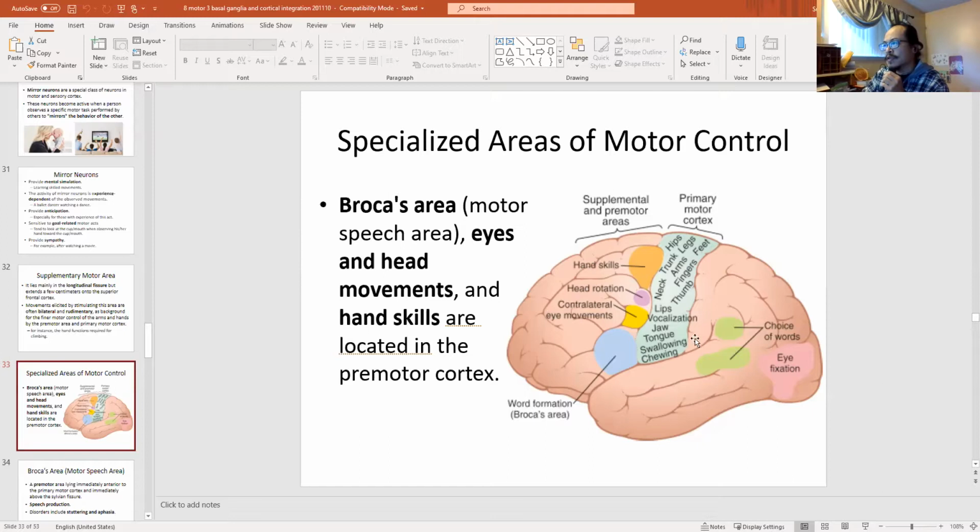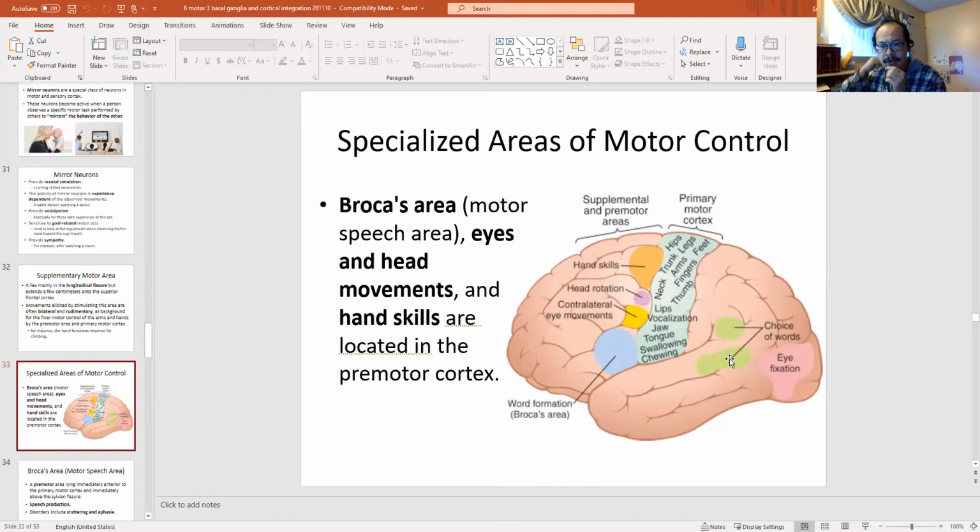For example, this one, choice of words. This region is called the Wernicke area. We will talk about that later. What's that to do with the motor? You need to know that this is a region for the auditory cortex, the primary auditory cortex. And this region is the associated area for the auditory cortex. So this is about listening, and this region is specialized for understanding the words.